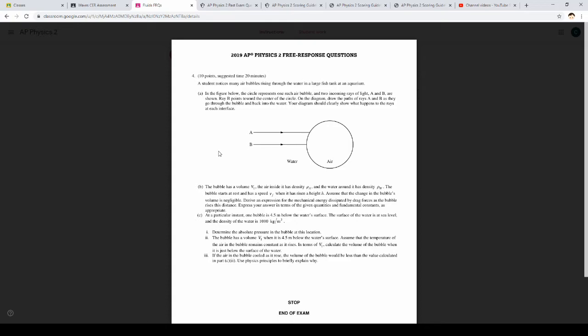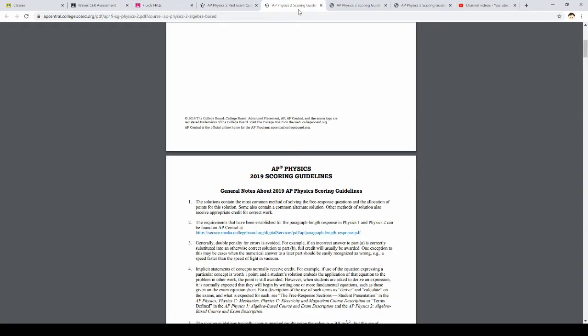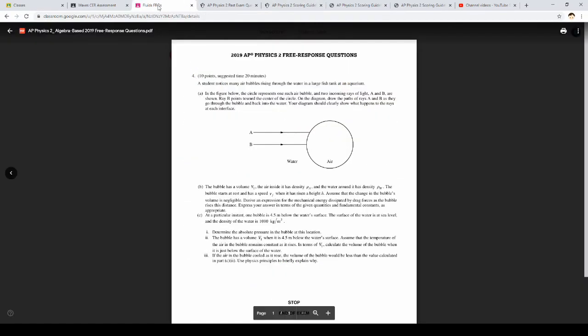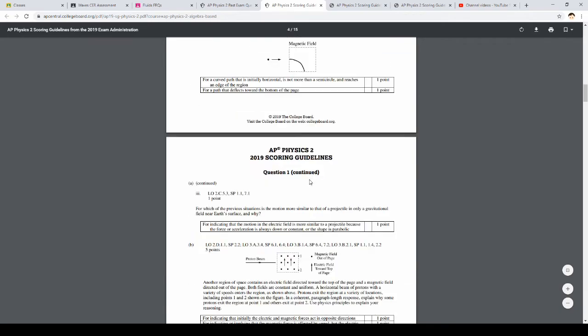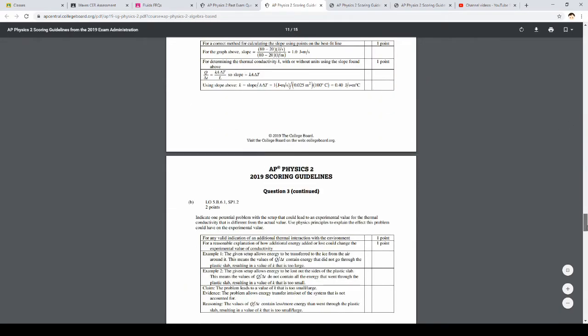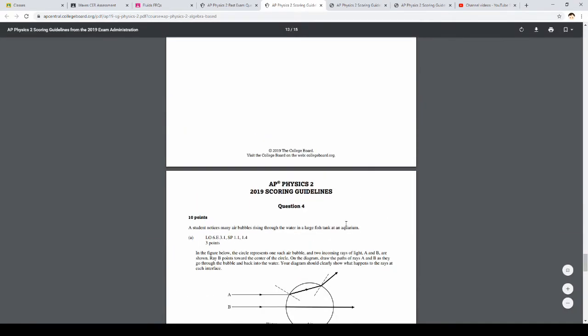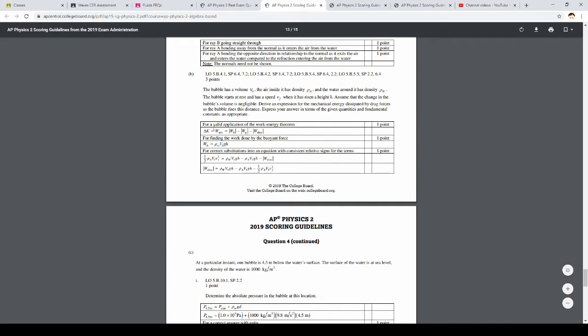If the air in the bubble is cooled as it rose, the volume of the bubble would be less than the volume calculated in part C2. Use physics principles to briefly explain why. So the 2019 exam, this was question number 4. So scrolling down to question number 4. Part A is optics, gonna skip it.